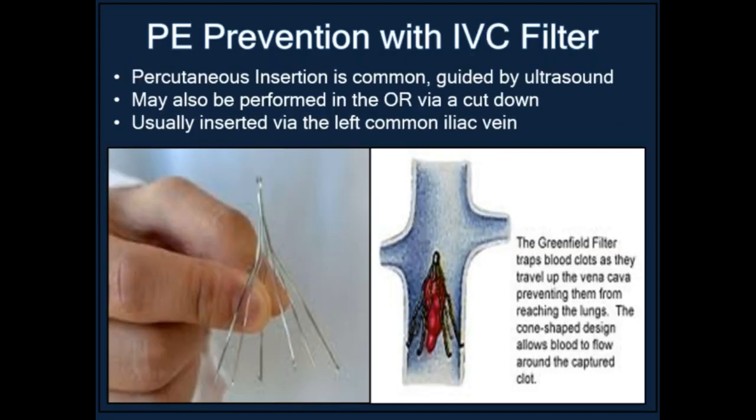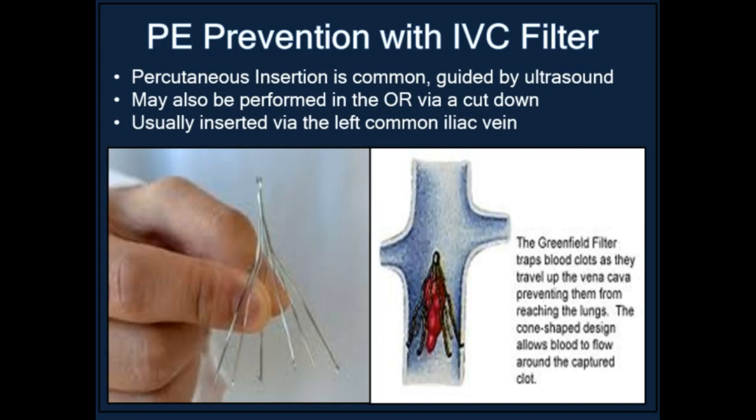For pulmonary embolism prevention, the first line of treatment is usually anticoagulant therapy such as warfarin or Coumadin to try to bust up the clot in the leg. If that treatment is unsuccessful or the patient is unable to take anticoagulation drugs, an IVC or inferior vena cava filter may be placed. One type of IVC filter is called the Greenfield filter.